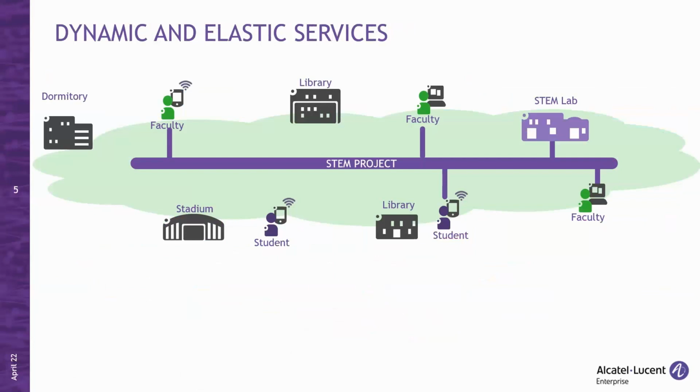Currently, there's a number of students and faculty working on this project. They have authenticated with their network credentials, and they have access to this dedicated segment wherever they might be, from the lab itself, from the library, or somewhere else around campus. Now, a student wants to work on the project from the dorm. So he or she connects and authenticates to the network. The segment is now automatically stretched so that the student can work on the STEM project from the dorm. At some point, the student finishes working on the project, disconnects, and goes to bed. And so the service automatically contracts.